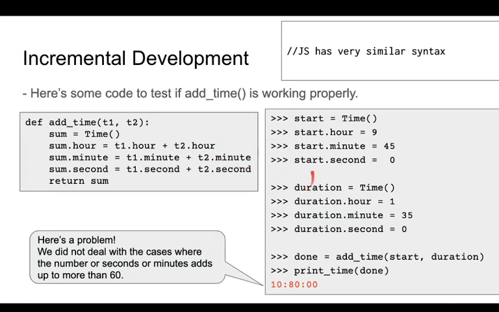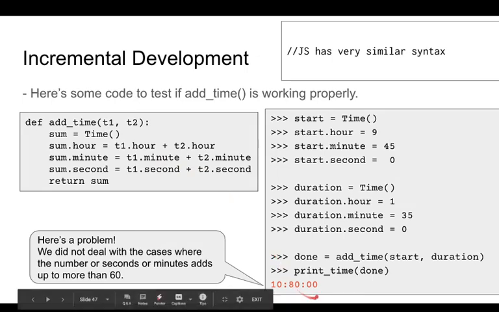But we notice with this current code that adds together your hours, minutes, and seconds, this is where it runs into our first mistake. We get 10 hours and 80 minutes. That's not what we wanted.